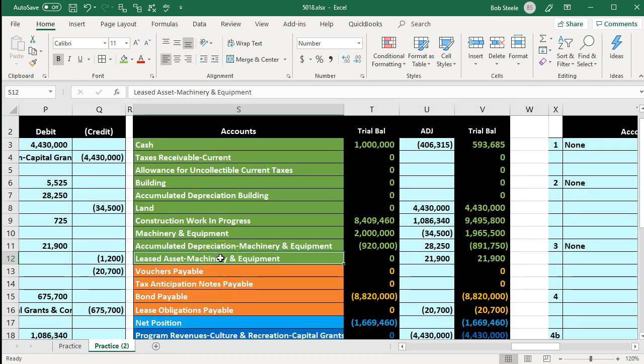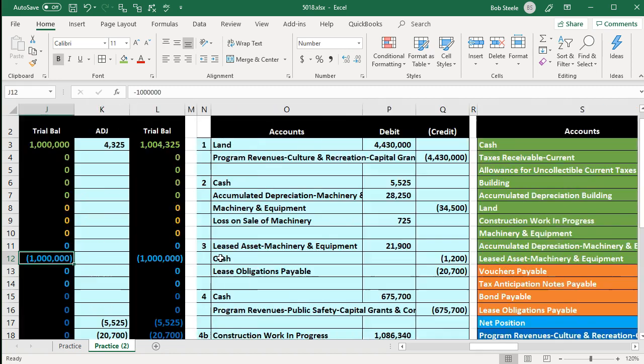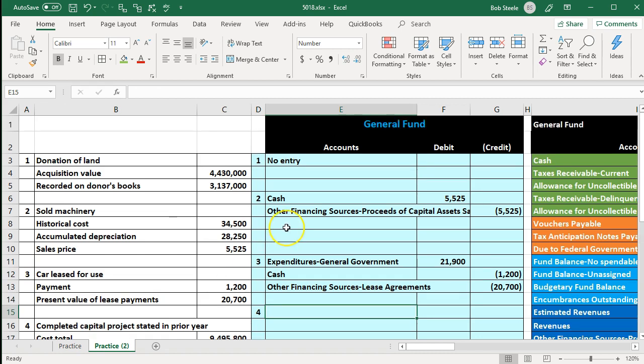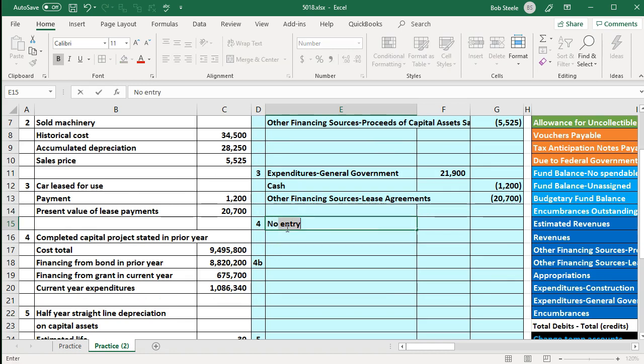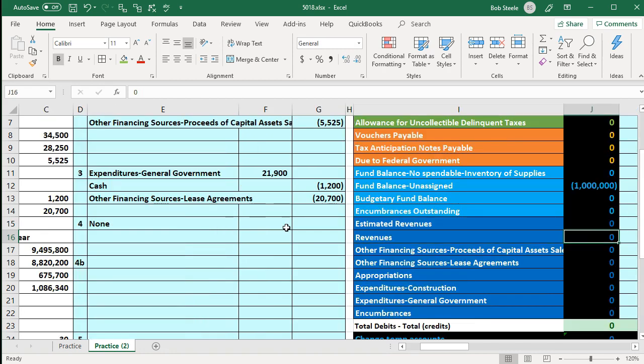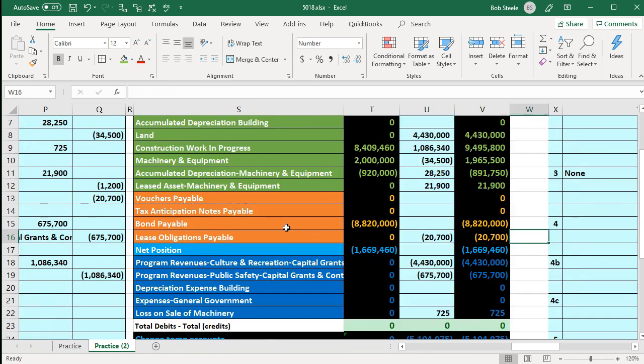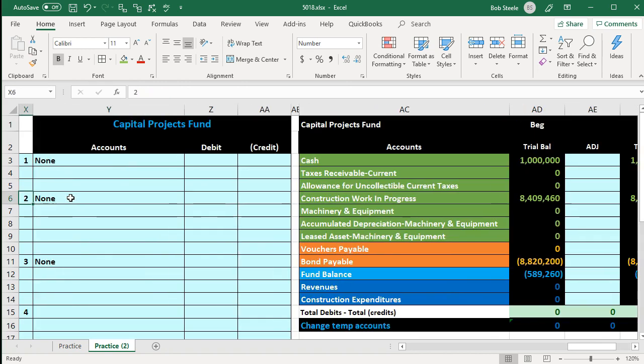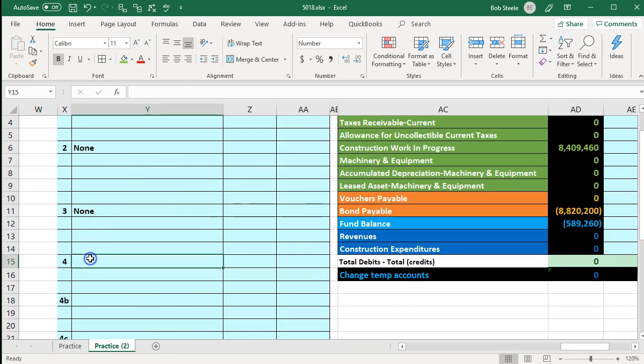So now we're going to go back to the general fund. No activity in the general fund because this is going to be a capital project type of activity. We're going to be working with a capital project fund. So within the general fund, we're going to say none, no activity here. And then we'll scroll over to the capital projects fund. So capital projects fund, we're tracking specifically this capital project. And we're down here on number 4.